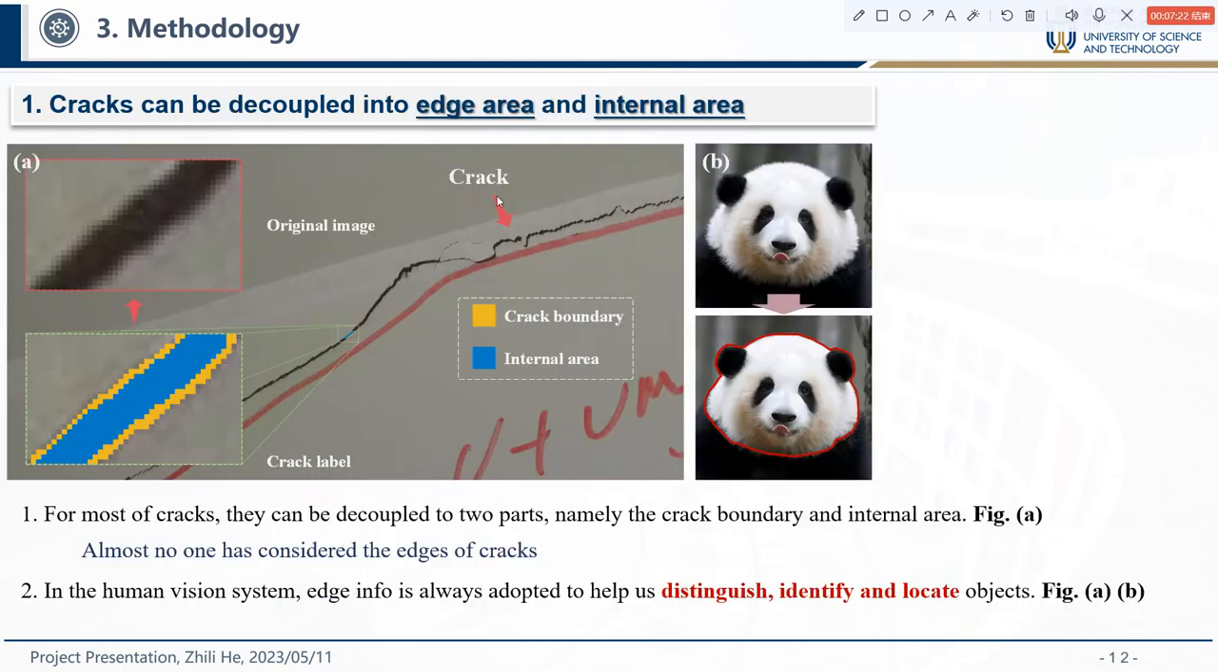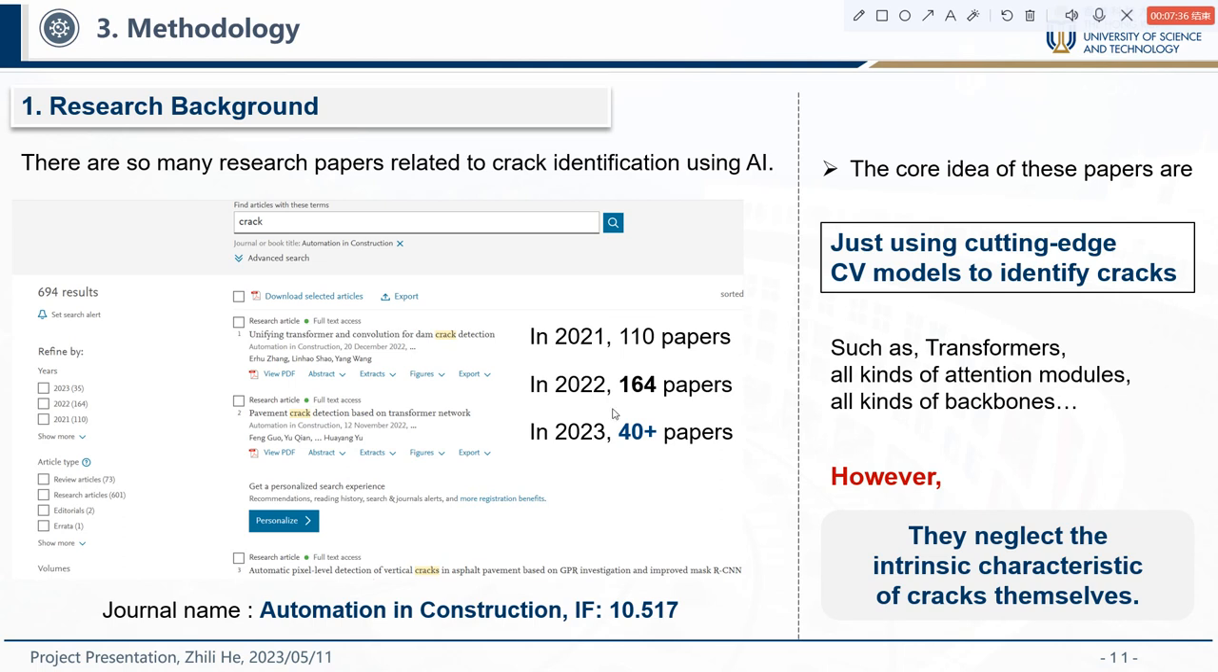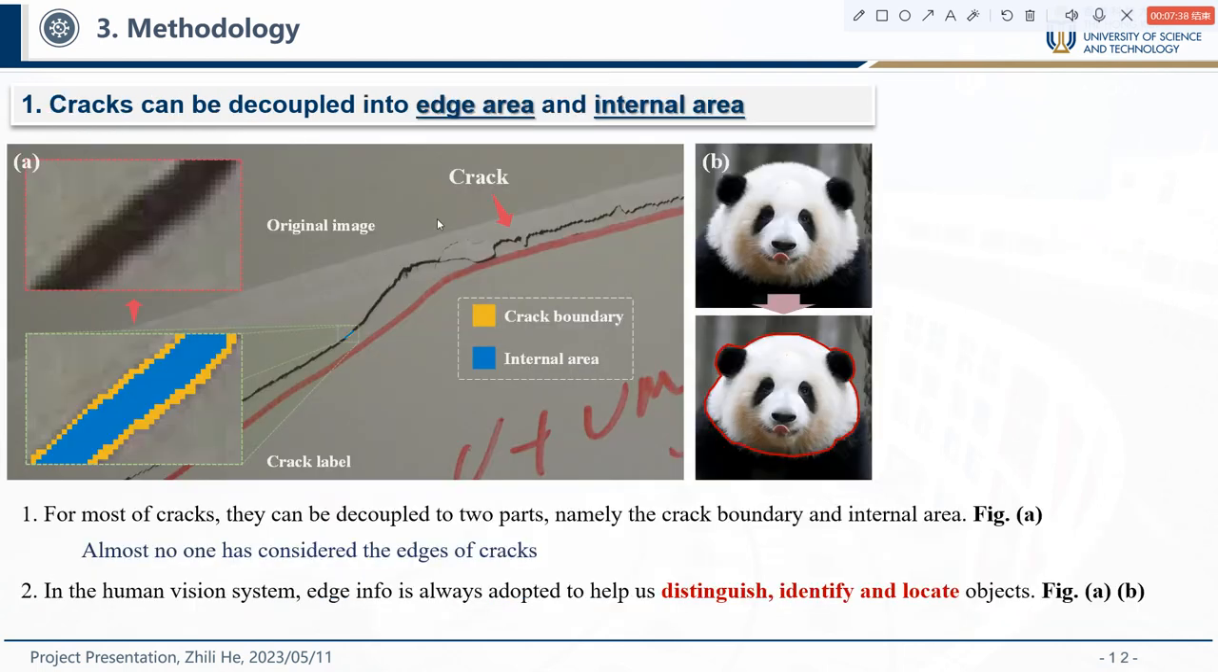I think the inherent characteristic is that cracks can be decoupled into edge area and internal area. As shown in this figure A, it can decouple into two parts. However, in these papers, almost no one has considered the edge of cracks. On the other hand, we know that in the human vision system, edge information is always adopted to help us distinguish, identify, and locate objects, as shown in figure B.